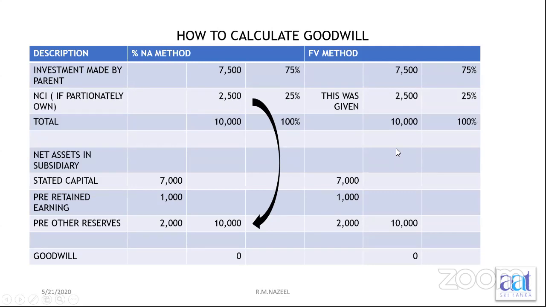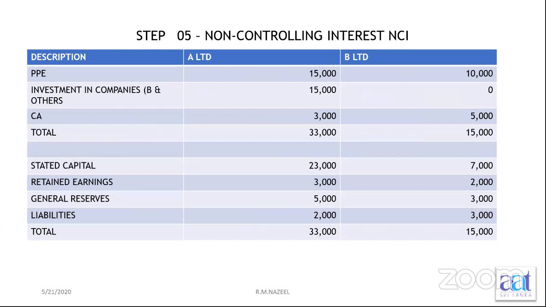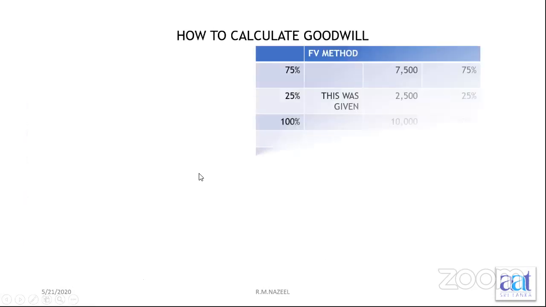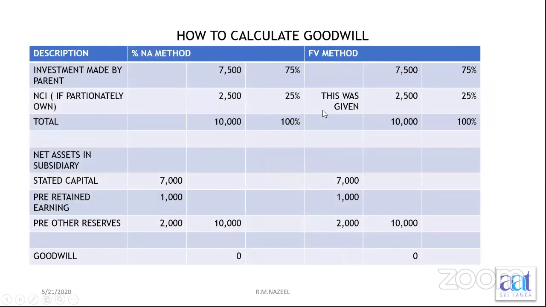Now, what is the problem? Under both methods, the NCI was 2,500. This is at the date of acquisition, but you need to take the balance sheet date. So we'll go to the question. This is 1st January, but you need to prepare the balance sheet at 31st December. So you need to add the post share of profits.